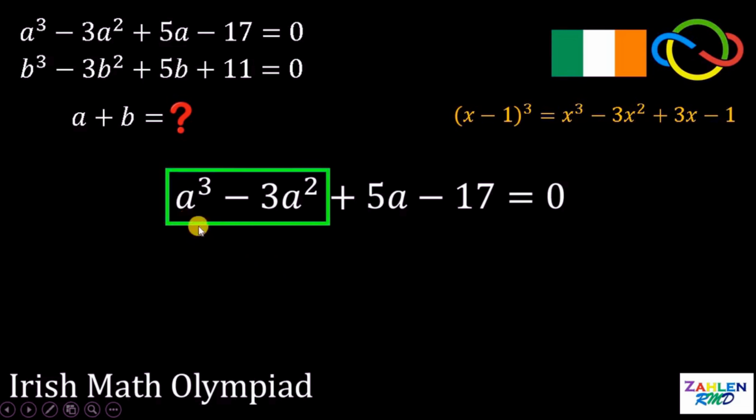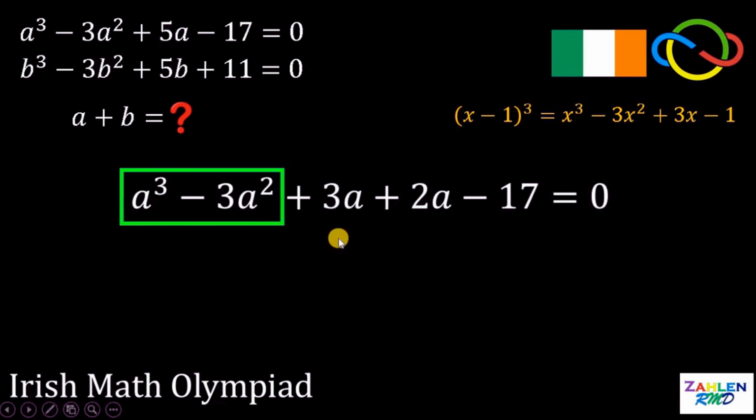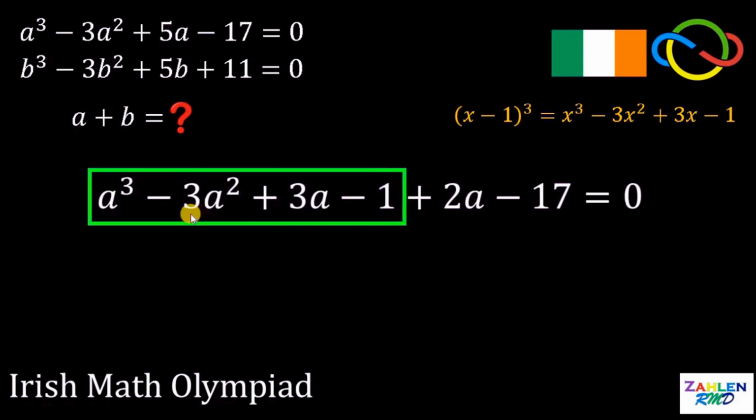Let's focus first on these two terms, a cubed minus 3a squared. This is similar to x cubed minus 3x squared. To use this identity, we need 3a and negative 1. So let's get 3a from 5a by breaking this 5a into 3a plus 2a. Now we have 3a, and then we want negative 1, so let's minus 1 on this expression.